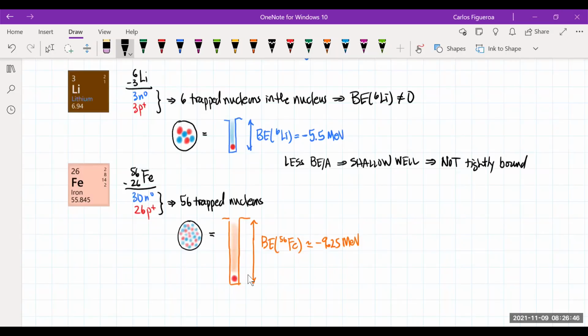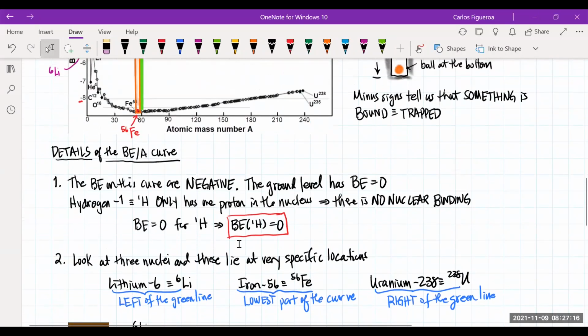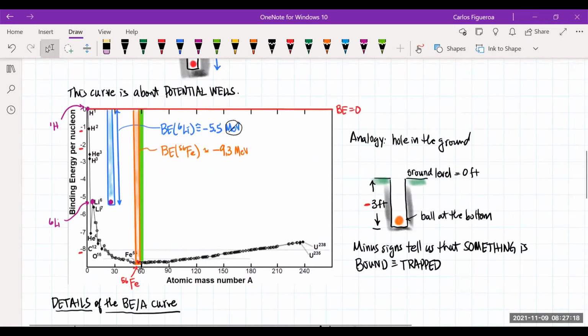But if I look at iron, we can clearly see that this has, how do I say this? It has a higher binding energy per nucleon. So this actually has one of the deepest wells. Why is it one of the deepest? Because look, it's all the way at the bottom. It's close to the deepest. And you're going to see that iron 56 is the one that people mostly talk about.